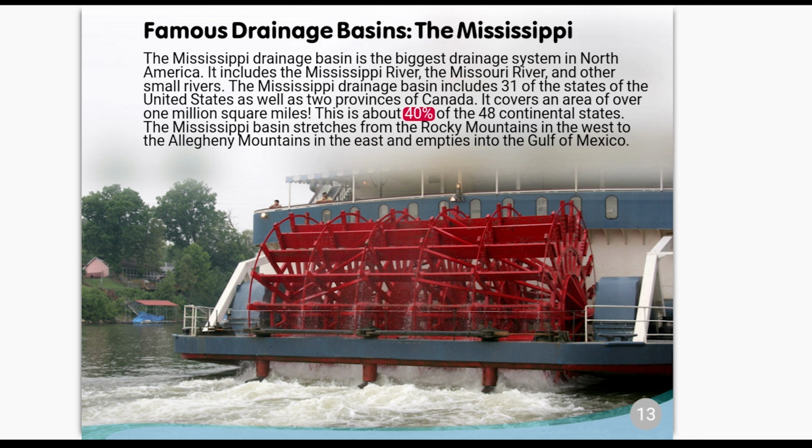This is about 40% of the 48 continental states. The Mississippi Basin stretches from the Rocky Mountains in the west to the Allegheny Mountains in the east and empties into the Gulf of Mexico.